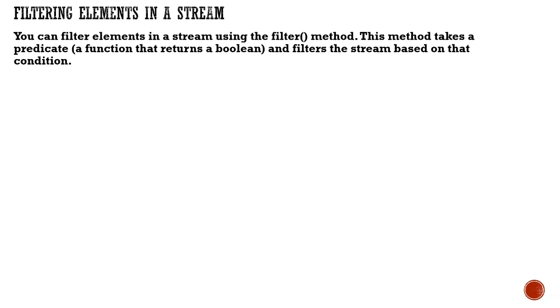Now filtering. As I already mentioned, filter is an intermediate operation. Once your collection or any other source is converted into a stream, you can make use of the intermediate operation filter. It takes a predicate, which is a function that returns a boolean value. The elements that satisfy the condition are passed on in the stream and will be available for the next set of operations. So this condition has to be met.